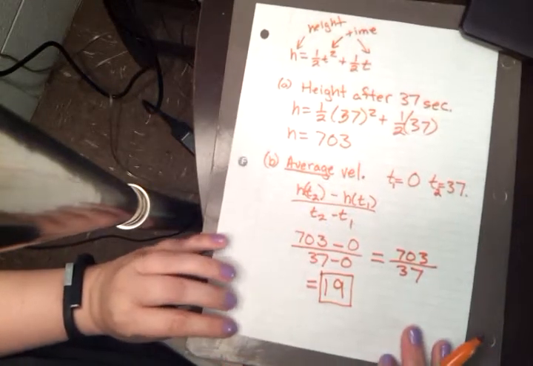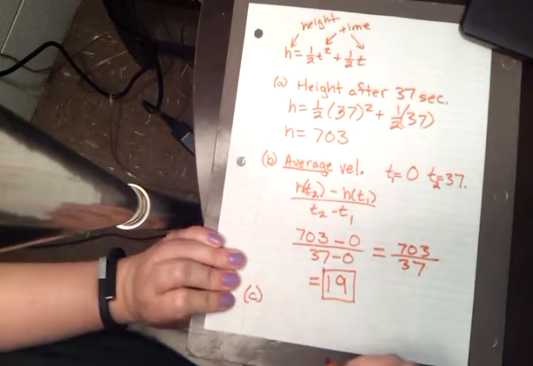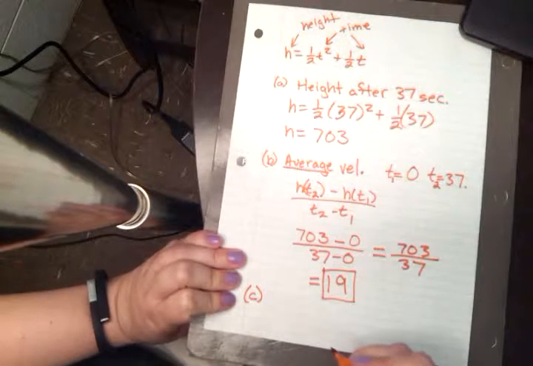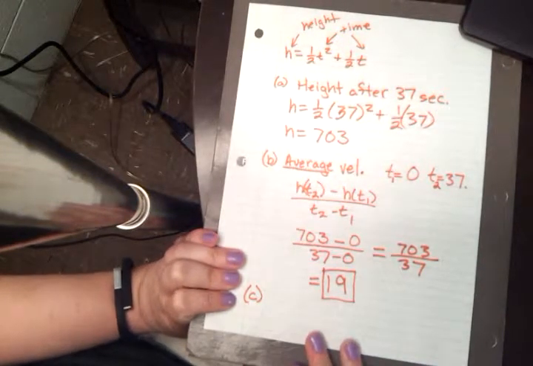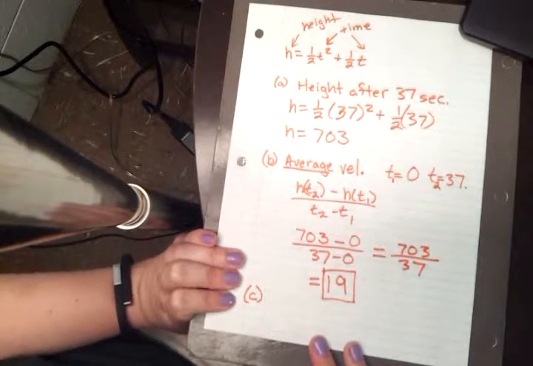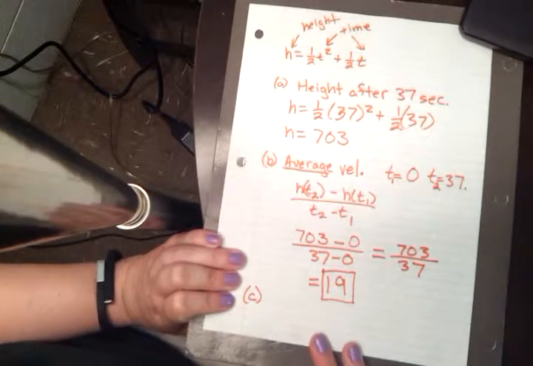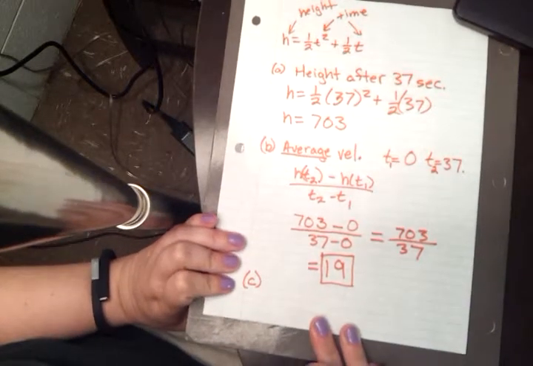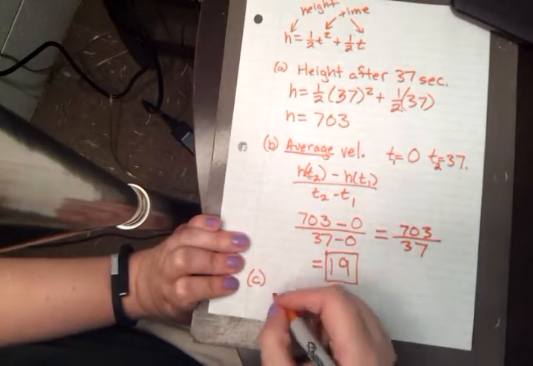And so finally, for part C, they're just asking for the velocity of the balloon at the end of 37 seconds. And velocity in this case is going to be the derivative. They're asking for it at a very specific point in time, so we're going to give it to them. You can still see the main function up at the top. We just need to take the derivative of that.